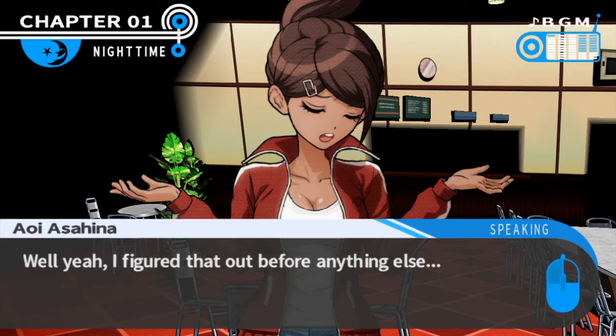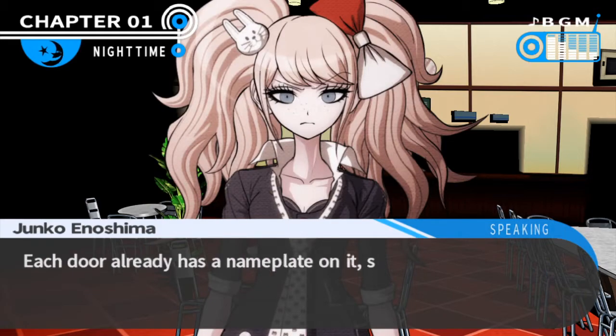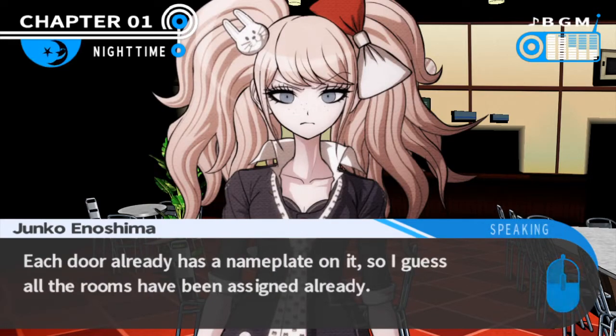He's so proud of himself for figuring out that everyone has a dorm room. You know, we'll let him have his victories, and he can be happy. Well, Makoto might, the others are not.